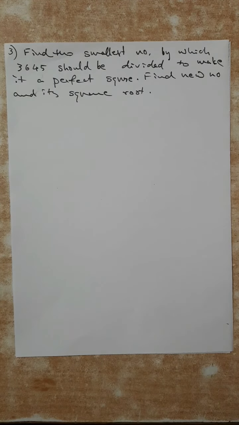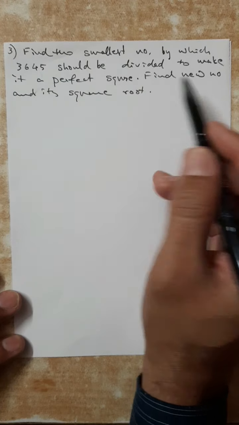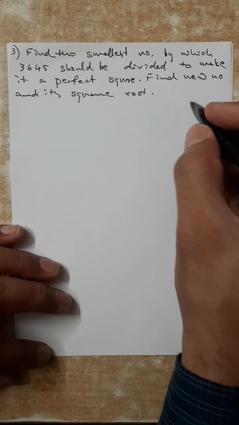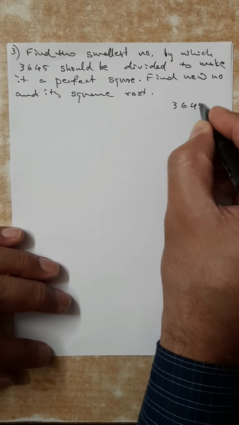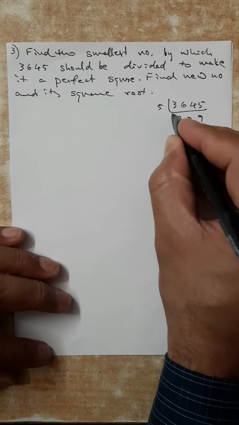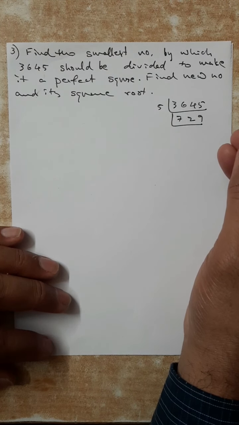Another question. Now let us consider another question. Find the smallest number by which 3645 should be divided to make it a perfect square. Also find the new number and the square root. Exactly the same procedure. First we will do prime factorization. 729 already we know, 27.